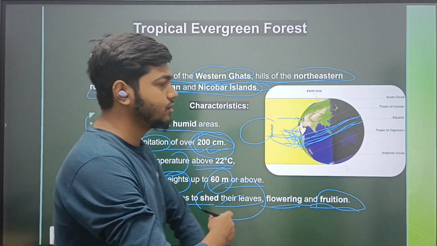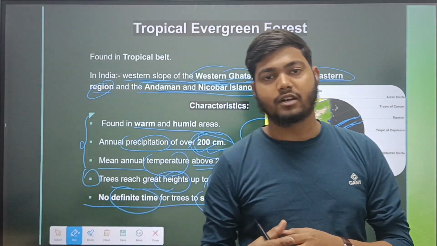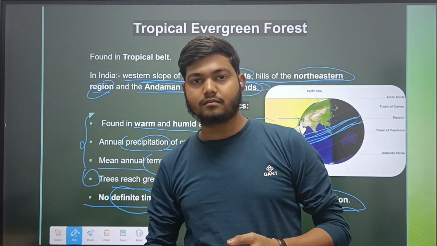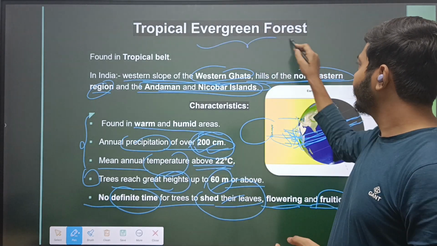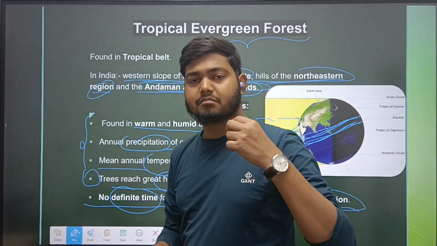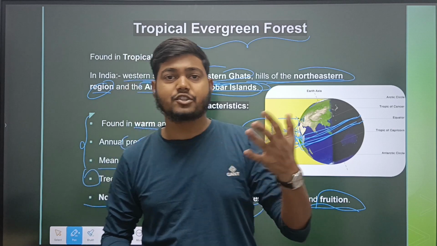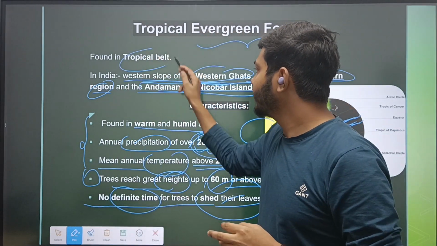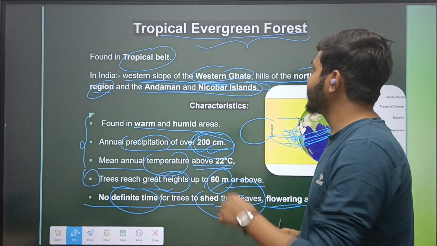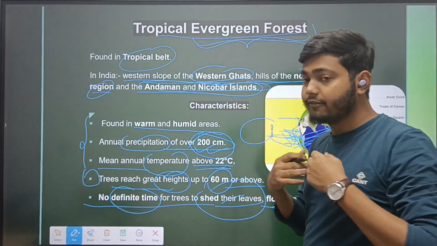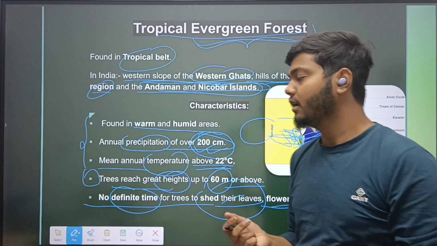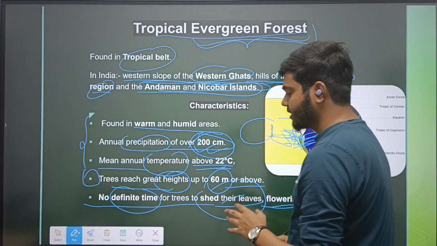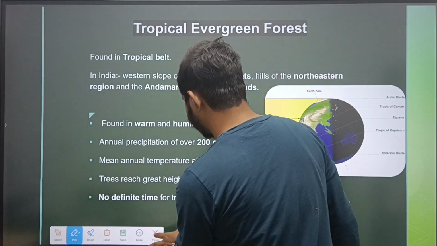So what we understood is that the tropical evergreen forest is found in the tropical region. Evergreen forest means they never shed their leaves. They are always found in the tropical belt, and they never shed their leaves. That's why they are called evergreen. I hope this slide is clear to you. Is anything left?